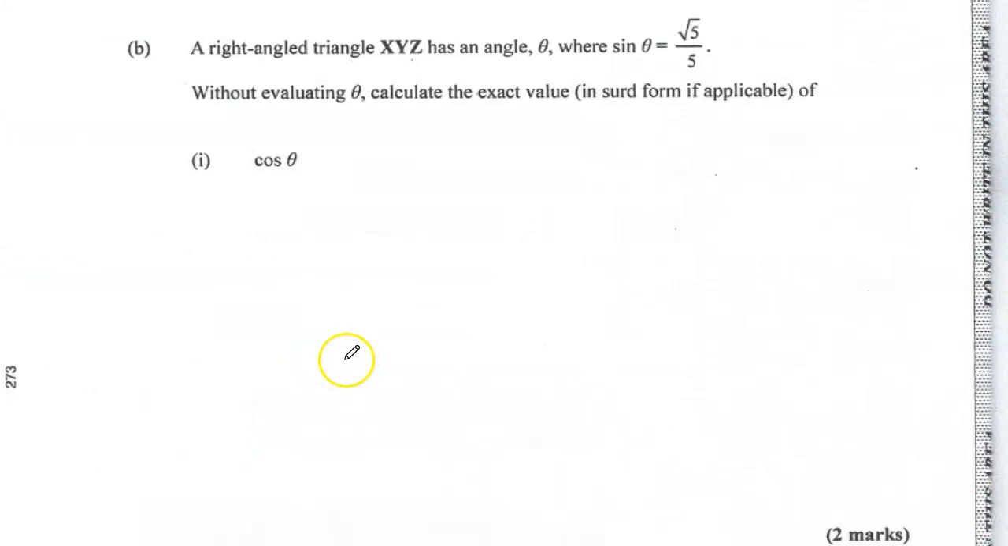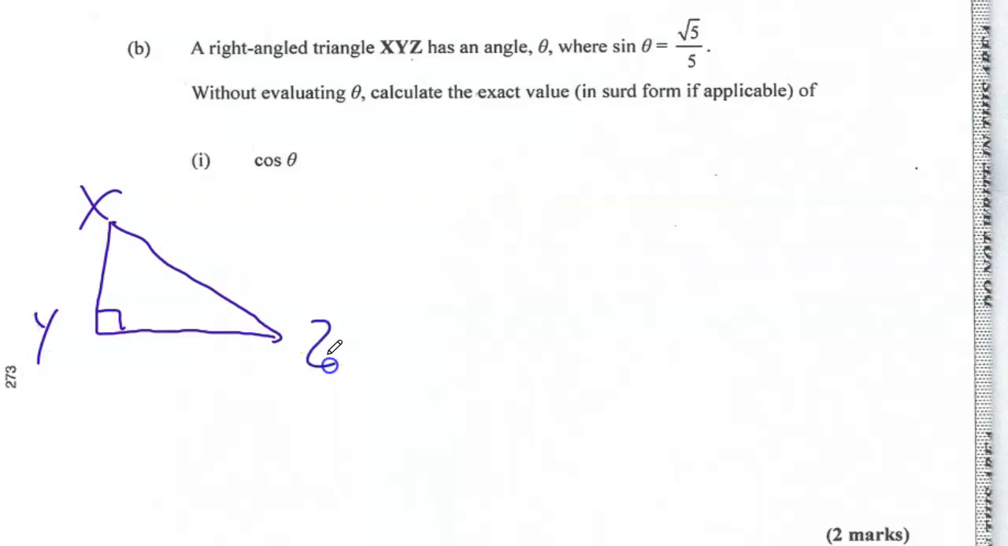Next, a right angle triangle XYZ has an angle theta, where sine theta is root 5 over 5. Without evaluating theta, calculate the exact value in surd form, if applicable, of cos theta. So let's do a sketch of this triangle. So we have a right angle triangle XYZ. So let's call this angle theta.